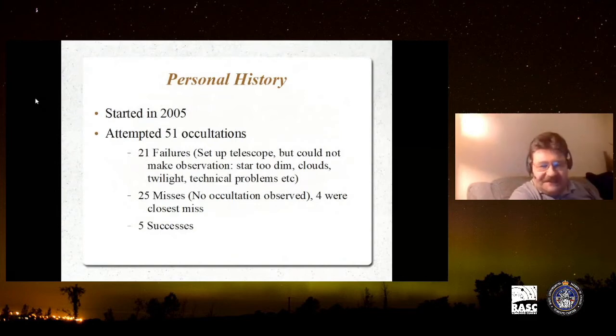I've had 25 misses, 4 of which were closest recorded misses. I'm going to talk about missed observations in a moment because they're actually rather important to this. And you will want to even set up your telescope in locations where you know or where you hope the asteroid won't be. And I've had 5 successes where I set up a telescope and the asteroid did exactly what it was supposed to do and the star blinked.